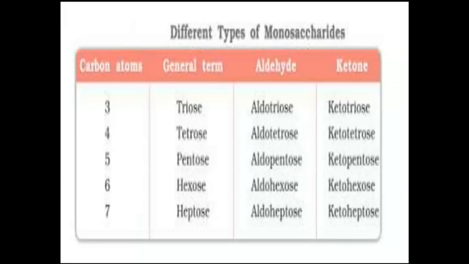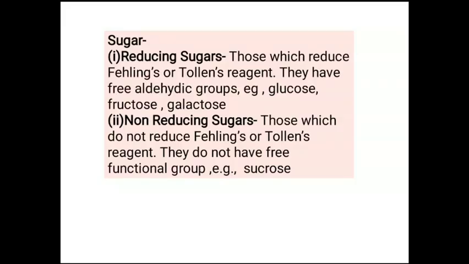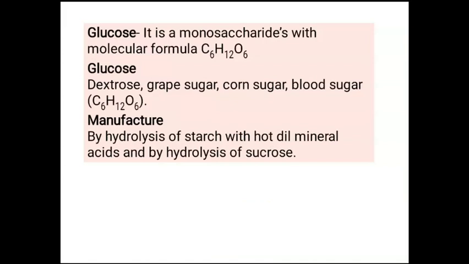Next, let's talk about the first monosaccharide, which is glucose. Another name of glucose is dextrose, commonly called grape sugar. Formula C6H12O6. Now this sugar is present in our body, in our blood, so it is also called blood sugar.